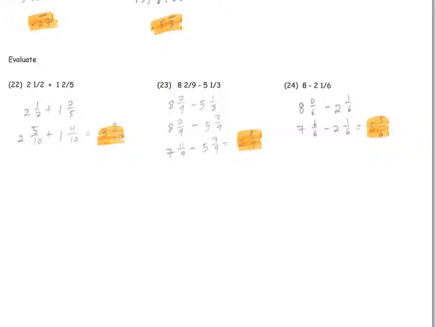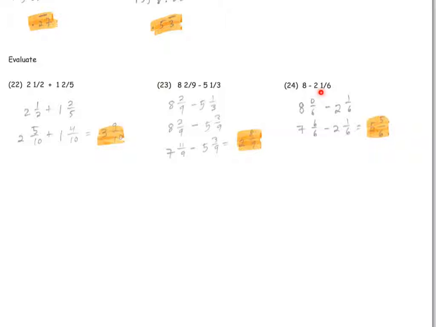This problem is more difficult because when I take the 1/3 and change it to 3/9, it's too big to subtract from 2/9, so I had to borrow. The 8 became a 7, and that gave me 9/9, which added to the 2/9 I already had and made this 11/9. Then 7 take away 5 gave me 2, and 11/9 take away 3/9 gave me 8/9.